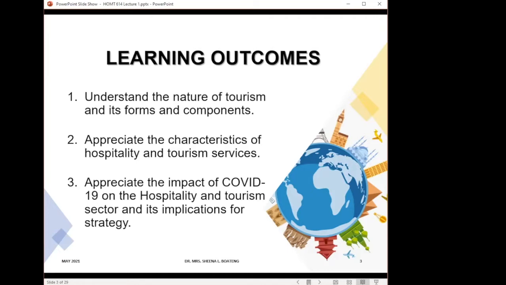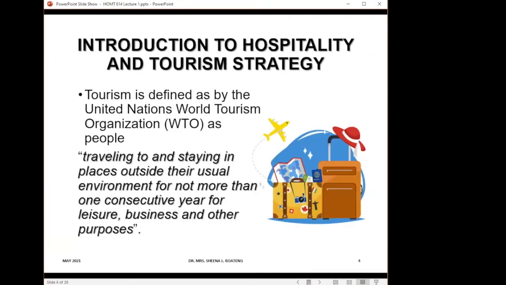So these are the general learning outcomes that we hope to achieve by the end of the session. So on that note, let's get into the lecture. We'll start with an introduction to hospitality and tourism strategy by first defining tourism.